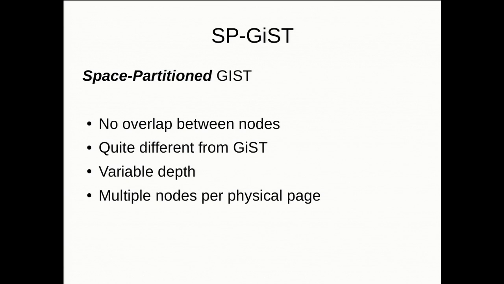Space-partitioned GiST, that's what SP-GiST stands for. This is completely different from GiST. It has pretty much nothing in common, except that there are some common use cases. In GiST, you could have overlap, and you were free to insert wherever you wanted. With SP-GiST, you definitely cannot. It's very well defined where a new tuple has to go in the tree when you insert it. It's a tree structure, but it's different from the B-tree, and different from GiST in that it's not a balanced tree. It has a different depth in different branches, so it's more like a binary search tree than a B-tree. And the nodes in the tree are not pages. With the B-tree and GiST, the node in the tree was always a page, but with SP-GiST, that's not the case.